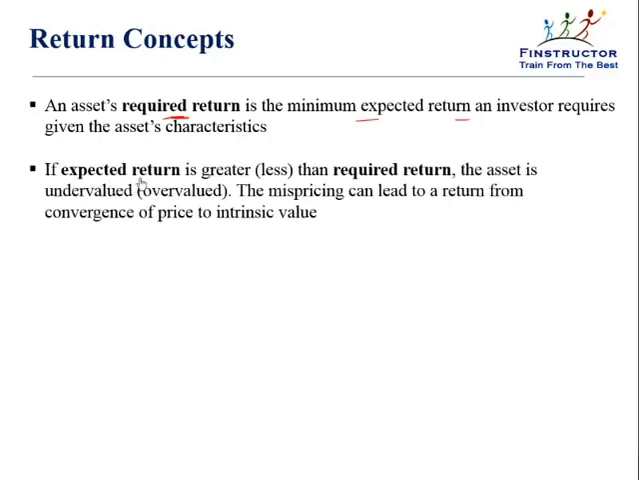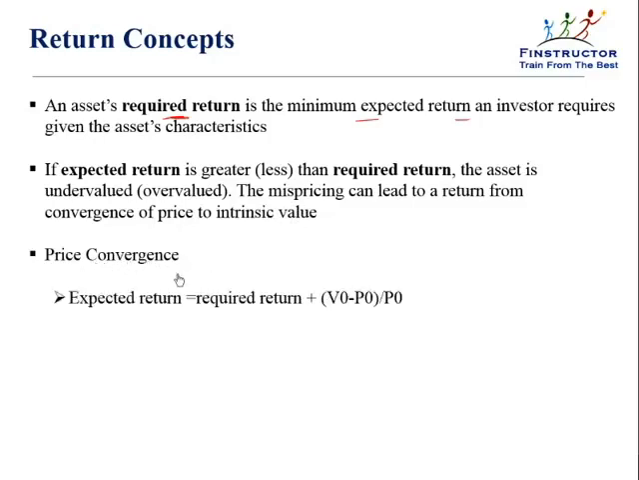The expected return can be greater or lesser than the required return. If the expected return is greater than the required return, then we say that the asset is undervalued. If the expected return is lesser than the required return, then we say the asset is overvalued. We generally expect the price to converge to its intrinsic value.